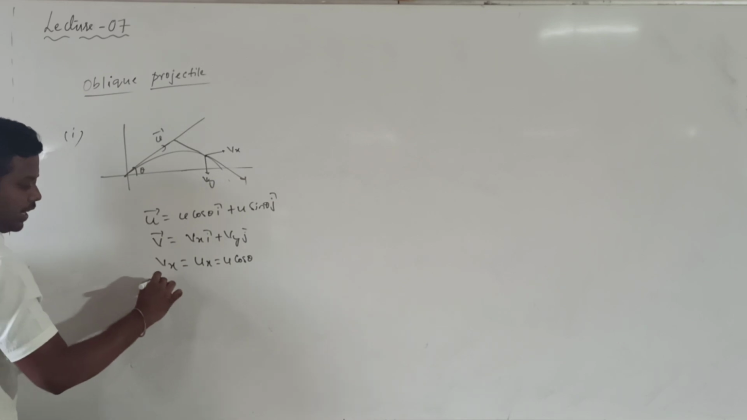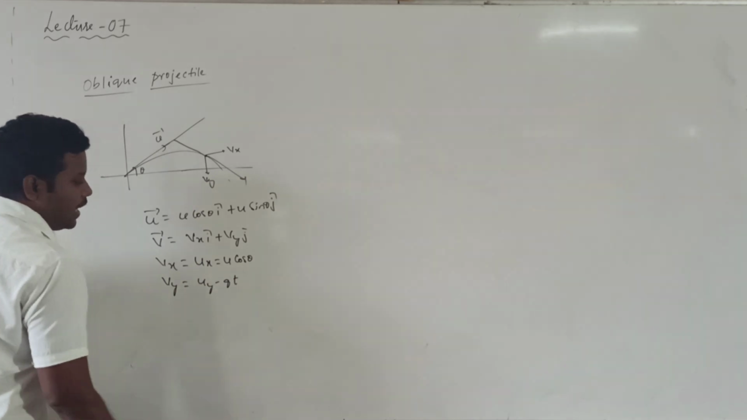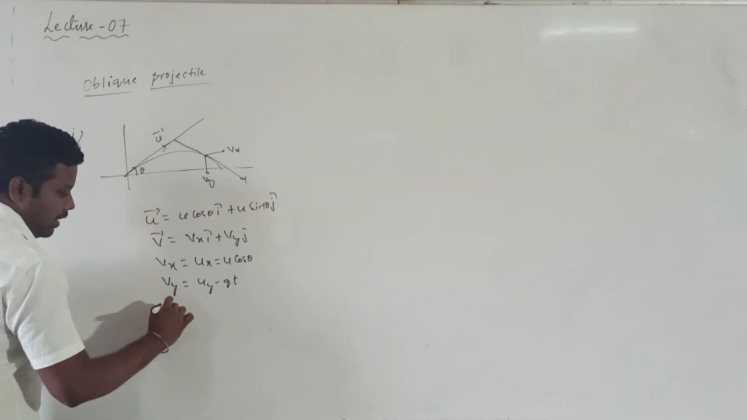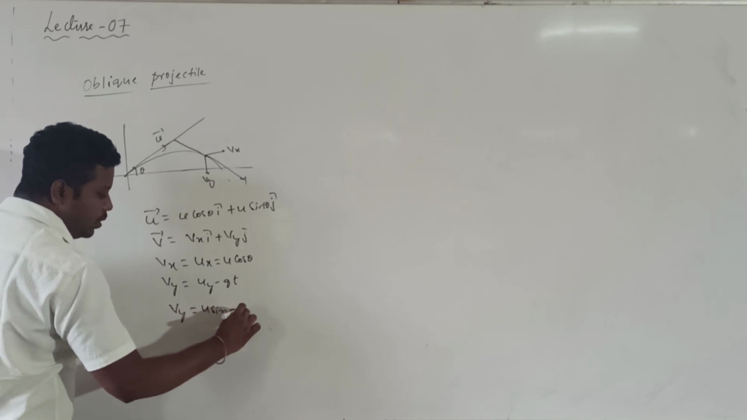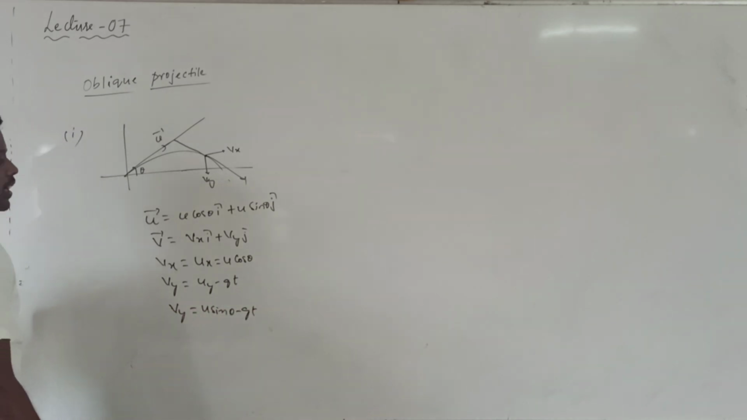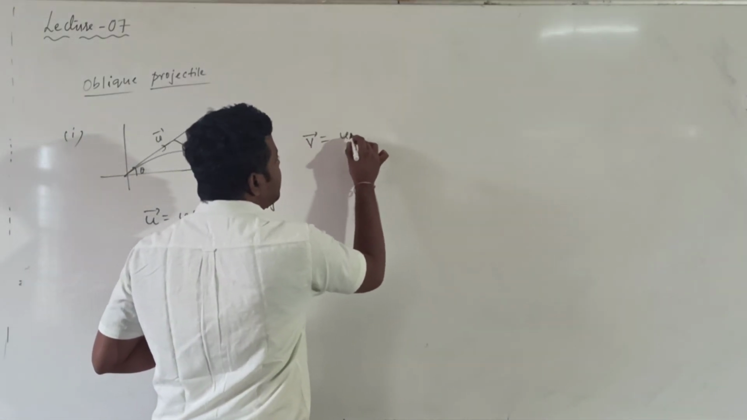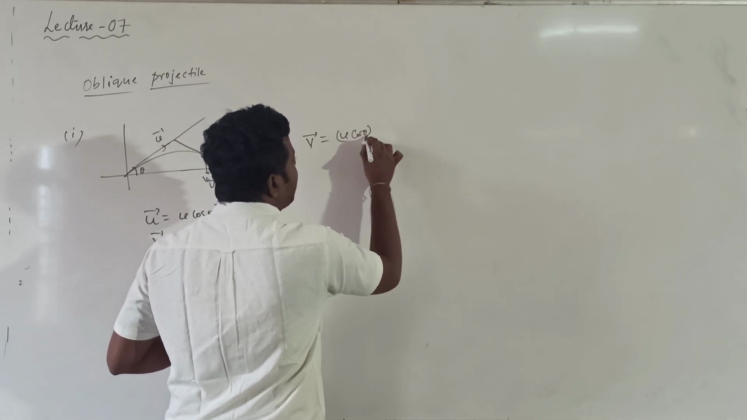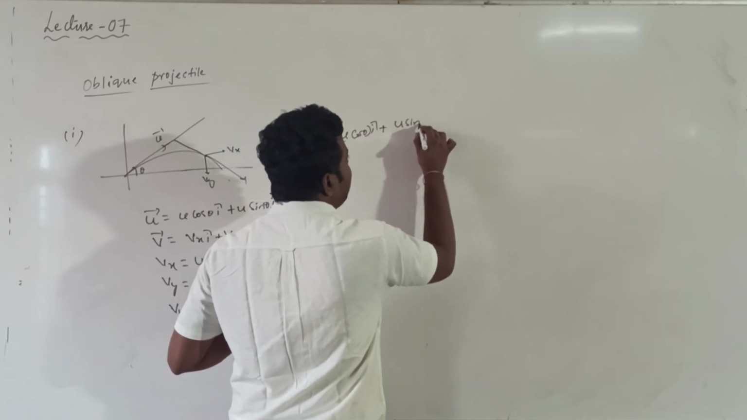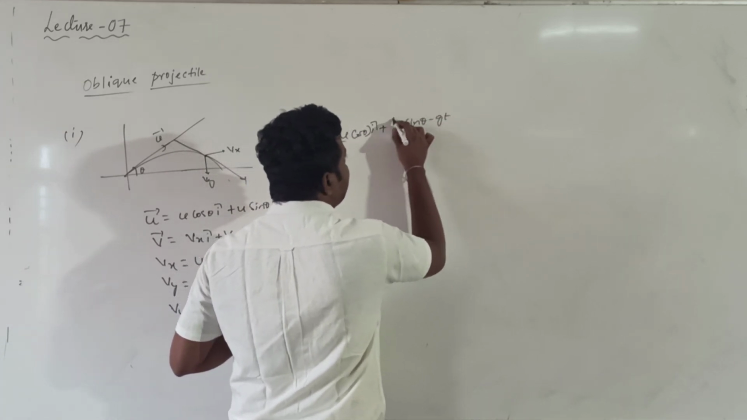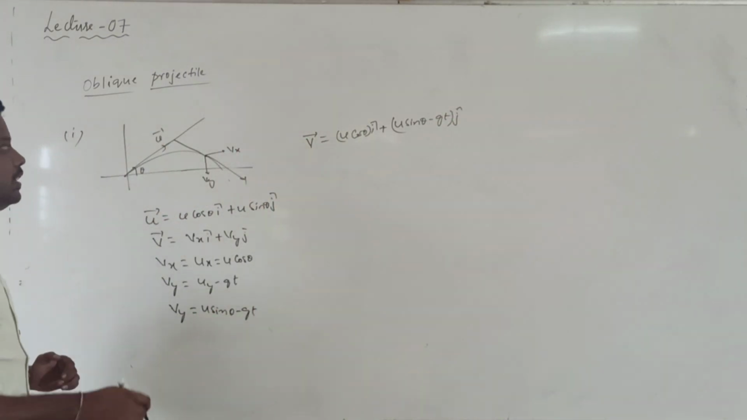And what about Vy? Vy is equal to Uy minus gt. This is the velocity after t seconds. So Vy is u sin theta minus g into t. Then the value of v bar is u cos theta into i cap plus u sin theta minus gt into j cap. This is the instantaneous velocity after t seconds.